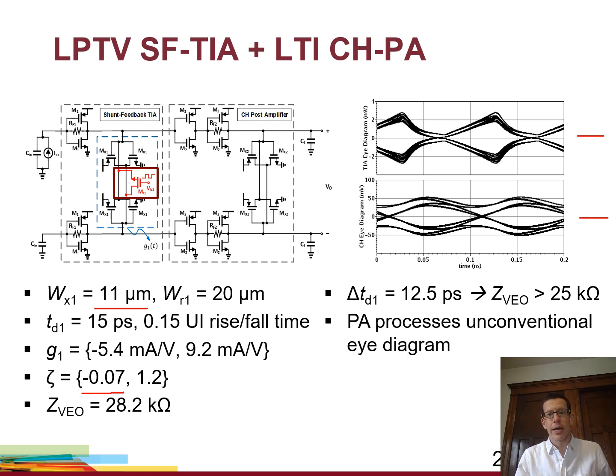Luckily, the design is not that sensitive to the phase offset of this damping modulation signal. We can move it 1/8 of a unit interval and still have a gain larger than 25 kiloohms. And luckily, the post amplifier can process this relatively unconventional eye diagram.